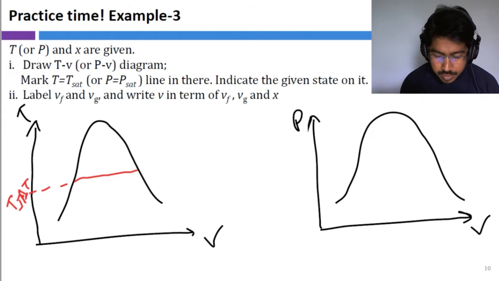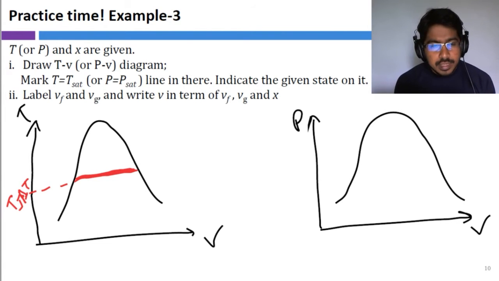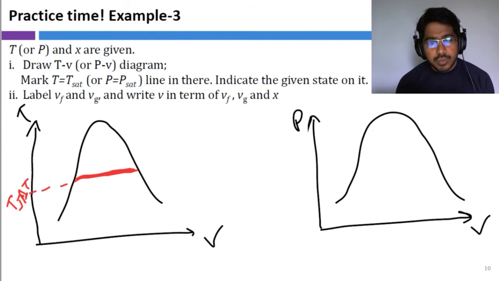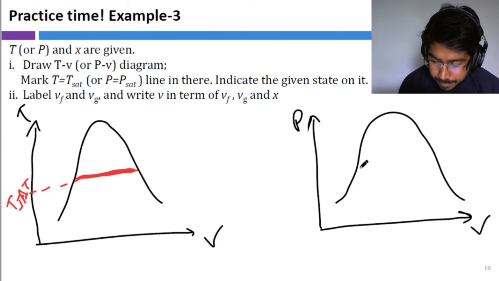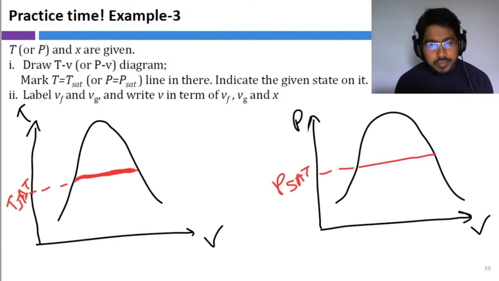And now, you know that inside the dome, pressure and temperature do not change. Let's say for a given T saturation, we know that there's a given P saturation. So now inside the dome, both of them will be constant, right? So similarly, if we wanted to mark the P equals P saturated line on the PV diagram, we can do that as well. P sat. And then indicate the given state on it.